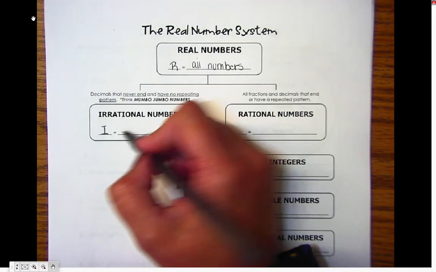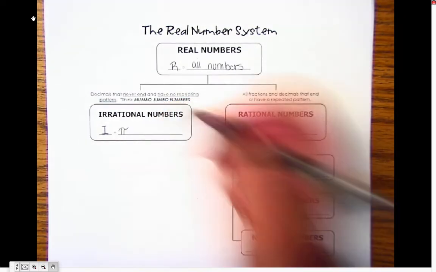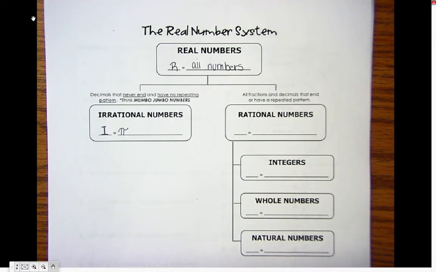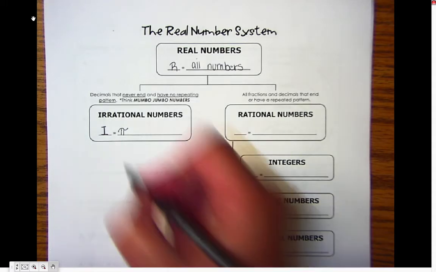And the most famous number that's irrational that you probably know at this point is pi. Pi is approximately 3.141592653, and it just keeps going and going and going forever. If you were to Google the digits of pi, it would be endless pages, and there's really still no end. They keep finding digits all the time. So pi is the most famous irrational number.